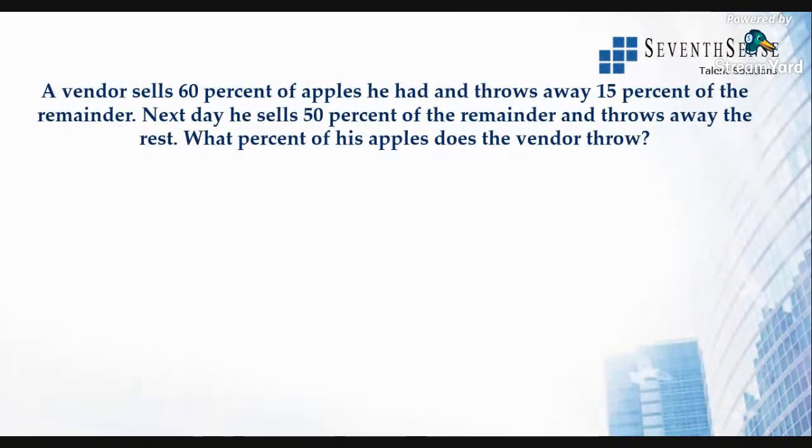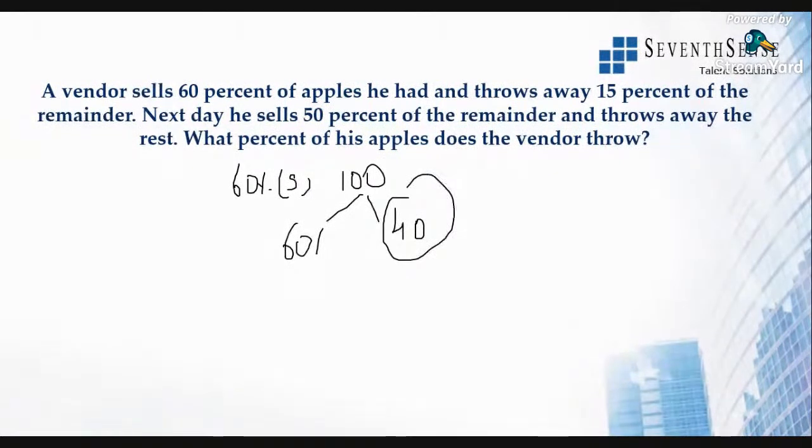Now, let us say he had originally 100 apples. So he sells 60%. 60% in the sense 60 apples. So first 60% is sold. Then he throws away 15%. So we have 40%, 40 apples left out. So 60 apples were the ones which were sold. This is left out.